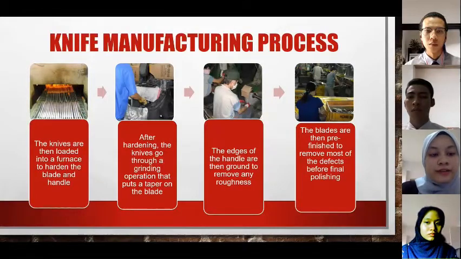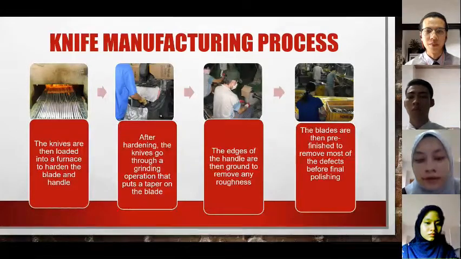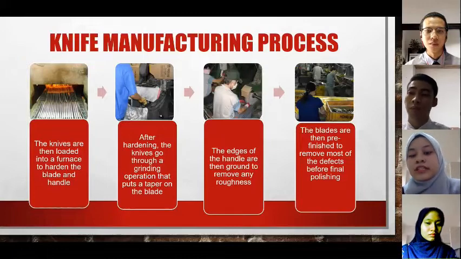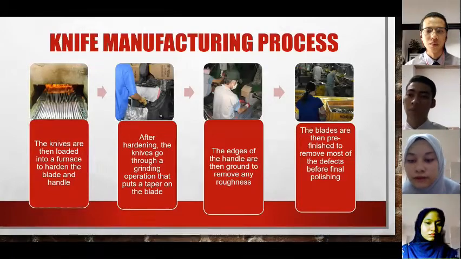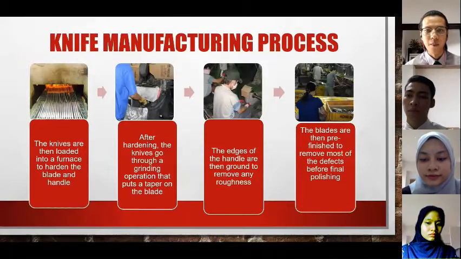The knives are then loaded into the furnace to heat the blank and handle. After heating, the knives go through the quenching operation that puts a temper on the blank. The edges of the handle are then ground to remove any roughness. The blades are then pre-finished to remove most of the defects before finish polishing.